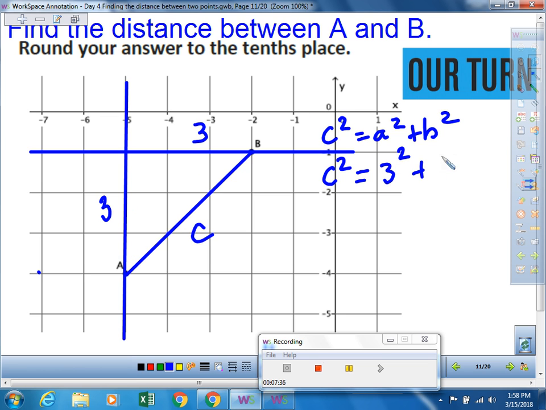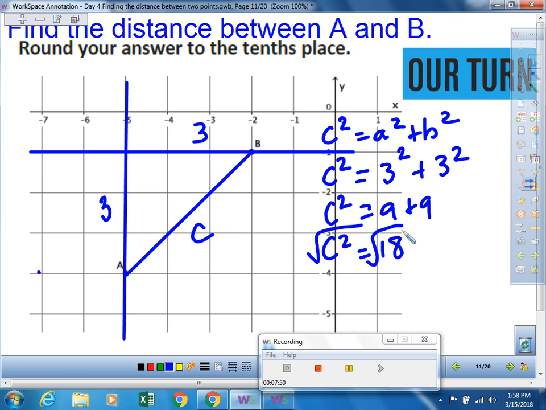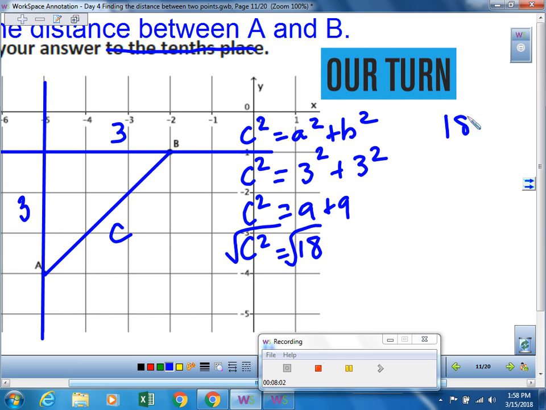So 3 squared plus 3 squared. So C squared equals 9 plus 9. C squared equals 18. Take the square root. So once I get here, I'm not going to round. I'm going to factor. So I have 18, 2 and 9. 9 is 3 and 3. So here are my prime factors.